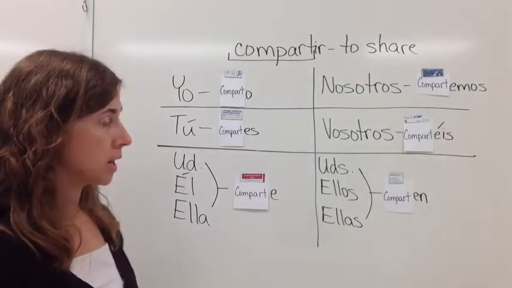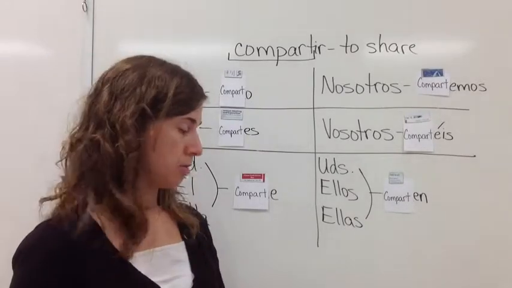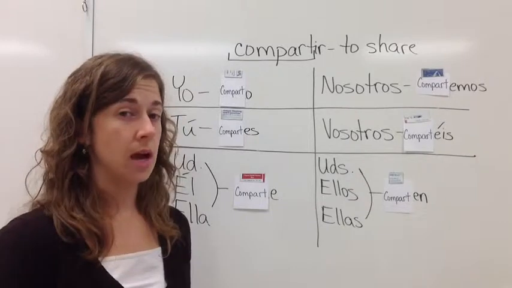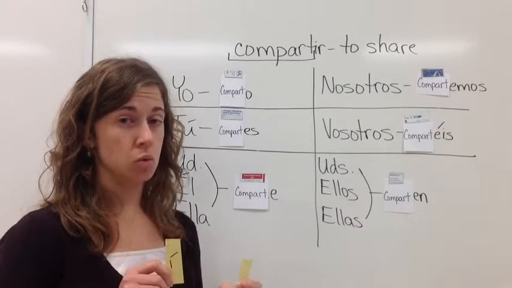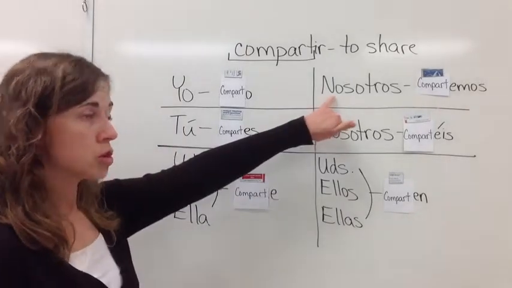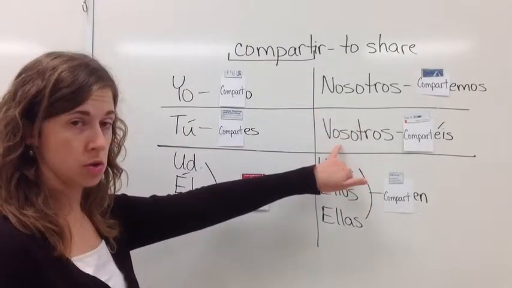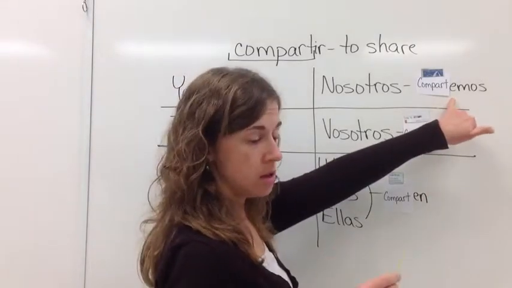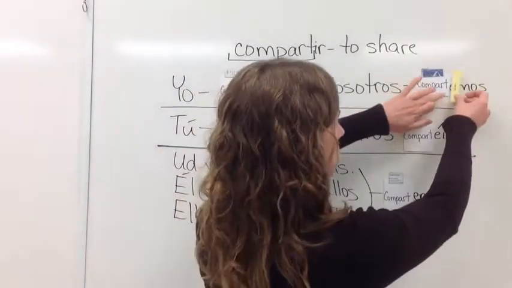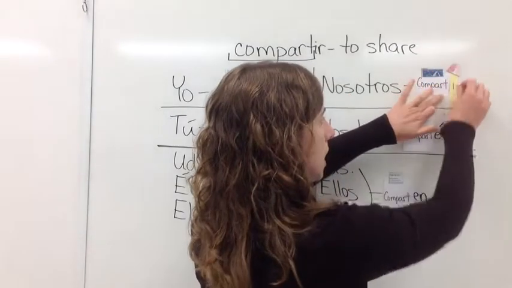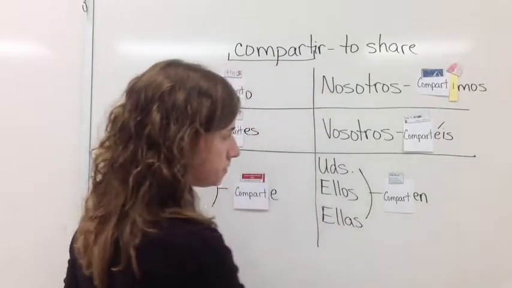So now we have the stem of compartir repeated in the 6 forms. Now, like I said, unlike with the AR and ER verbs, not every single ending is going to begin with an I. In fact, there are only 2 that begin with an I. And that would be nosotros and vosotros. So what we're going to do is take out that E and change it to an I, just like we did with the AR and the ER endings.